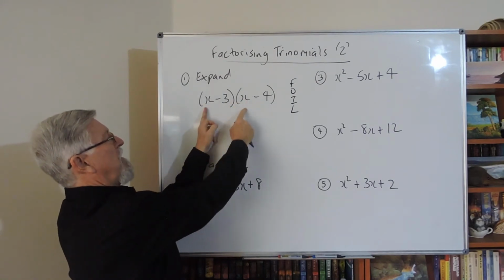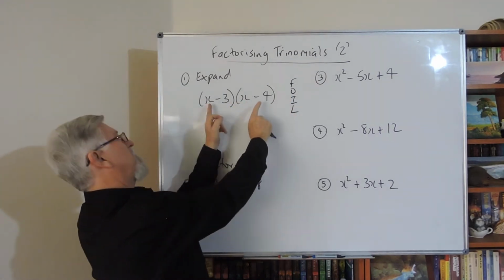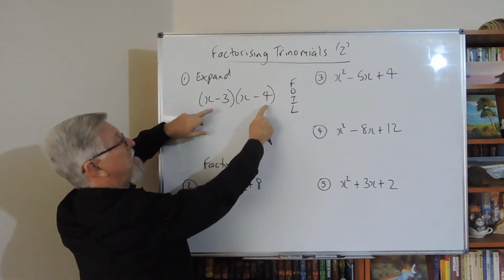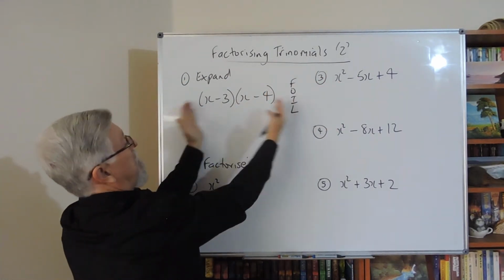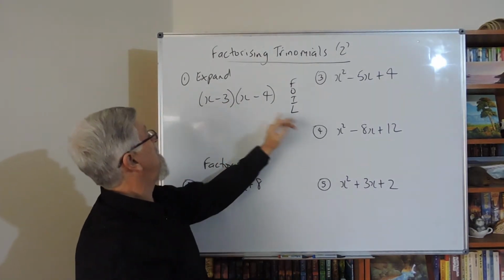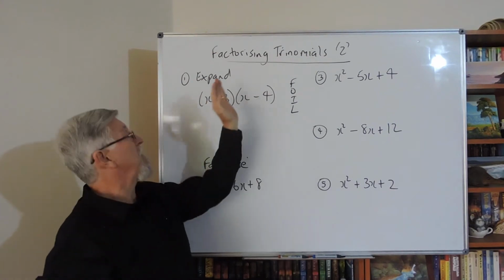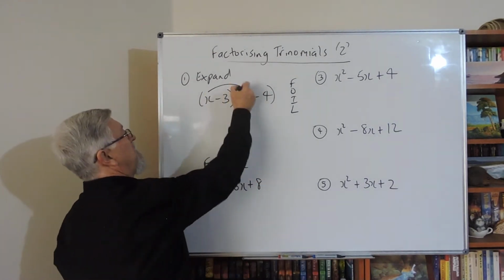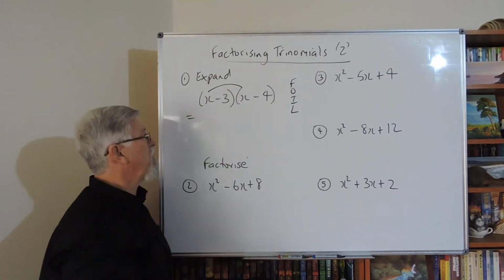You go that times that. Then the outside, they're the outside edges, so you multiply that times that. Then they go to inside, the inner parts, that times that. And then they talk about last, so that's the last of the first bracket and the last of the second bracket. I prefer to go that times that, and these are called eyebrows.